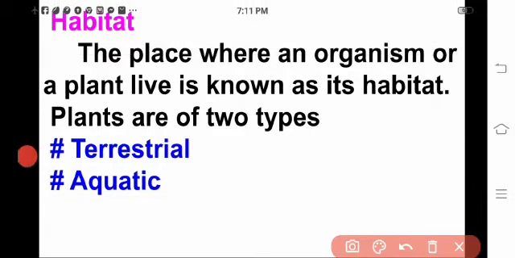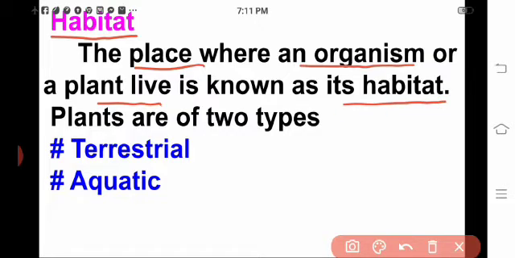Habitat. What is the habitat? Habitat means the place where an organism or a plant lives is known as its habitat.